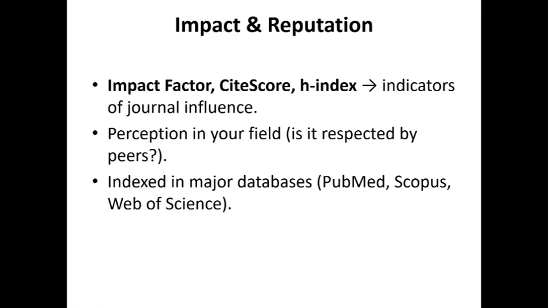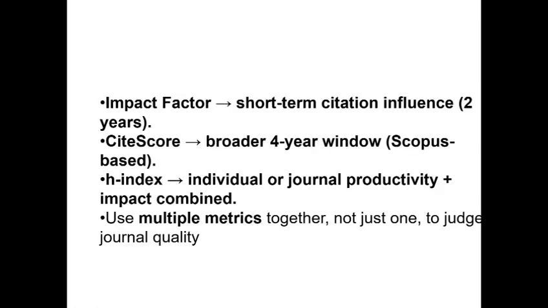For indexing, PubMed, Scopus, and Web of Science are the main databases available. Impact factor, as I told you, is a short-term citation influence. CiteScore is wider and broader, a 4-year window, Scopus-based. The H-index is individual, or based upon the journal's productivity and impact. So multiple methods you can use while selecting the journal: good impact factor, CiteScore, and you can also check the H-index.